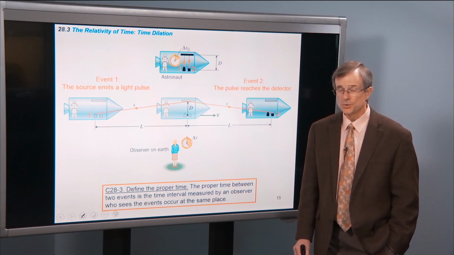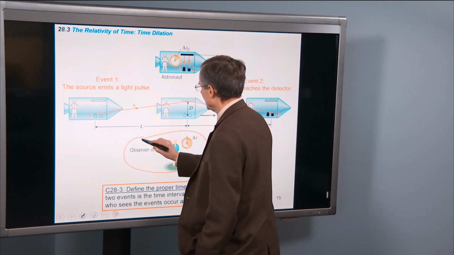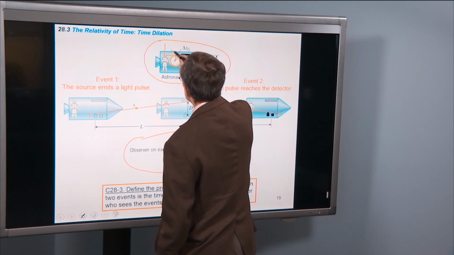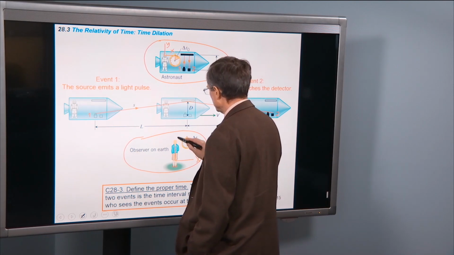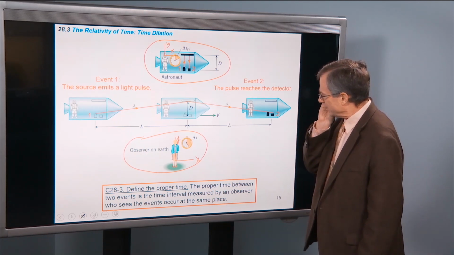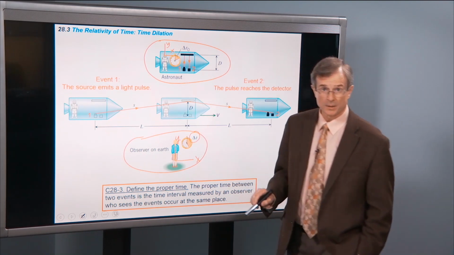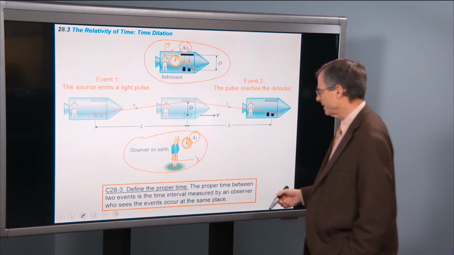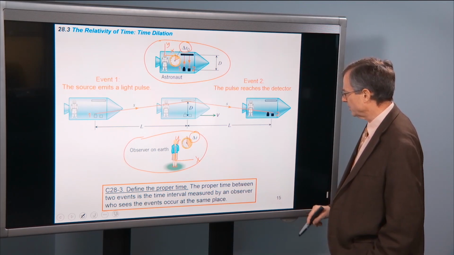Okay, we've got two observers. We've got an earthbound observer. We've got an astronaut. Those are our two observers. The astronaut has his XYZ coordinate system. The earthbound observer has her XYZ coordinate system stuck to wherever she is. And we want to know which is the proper time. The time that she measures, which is longer than the time that the astronaut measures, or the time that the astronaut measures. But the proper time is measured by an observer who sees the events occur in the same place.